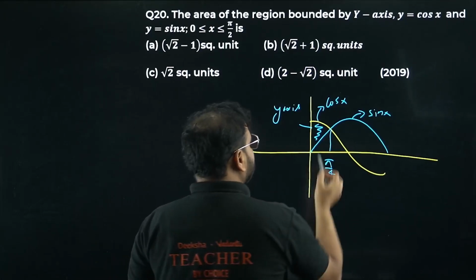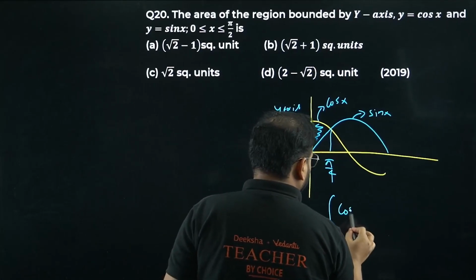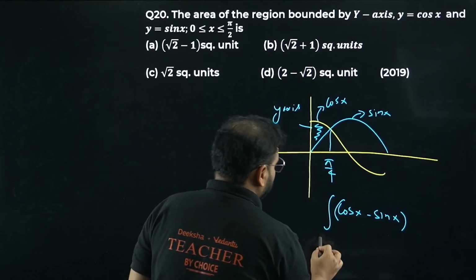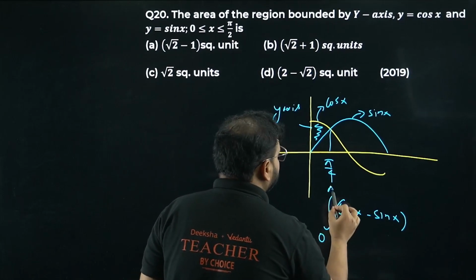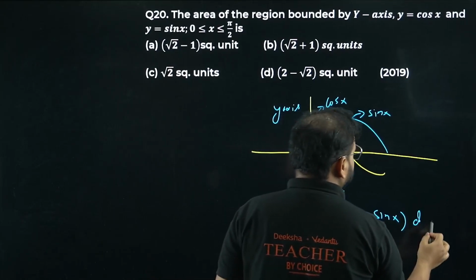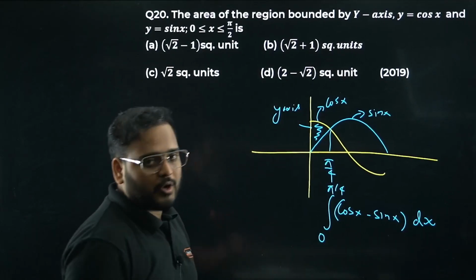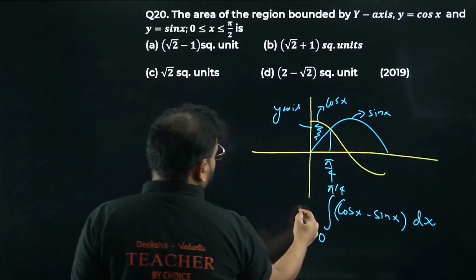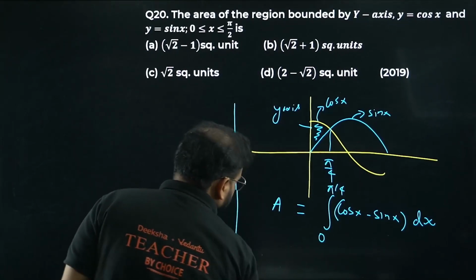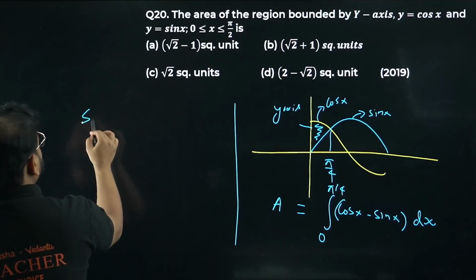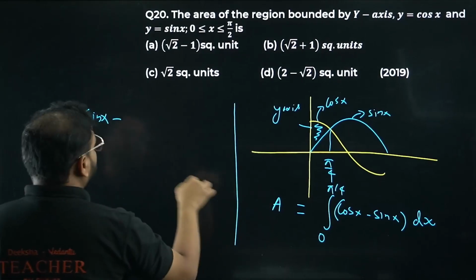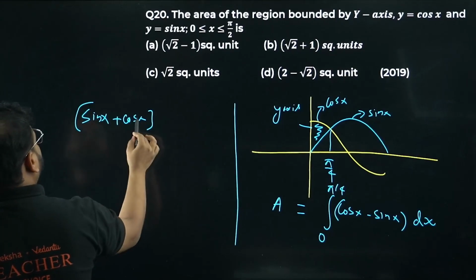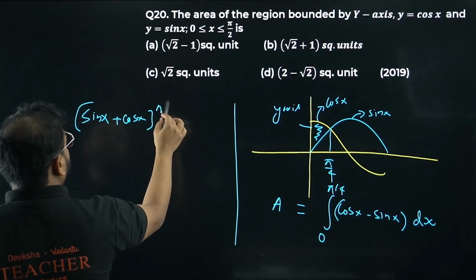So basically, integrate cos x minus sin x from where to where? From 0 to pi by 4 with dx only. Do we need modulus sign? Of course not. It is above the x-axis, means positive only, right? So integrate this. We have this as the area. So area will become, cos will be simply sin, and sin will become minus cos, which becomes plus cos. From 0 to pi by 4. I hope you understand this.